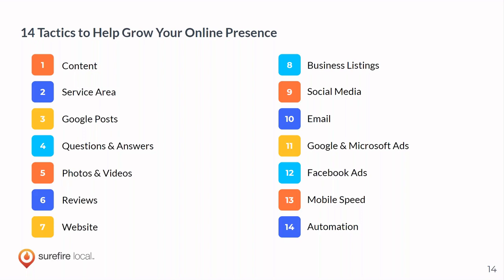First, we're going to break out your Google and Microsoft ads, the powerhouse that is Facebook paid ads at number 12, 13, how your site is optimized for mobile, and 14 is automation into systems and software such as what we provide here at Surefire Local.